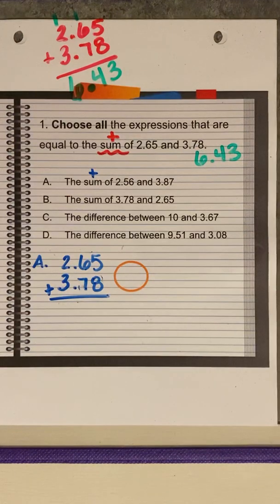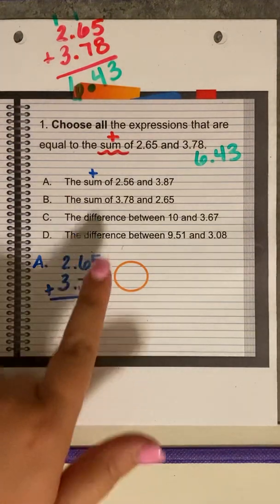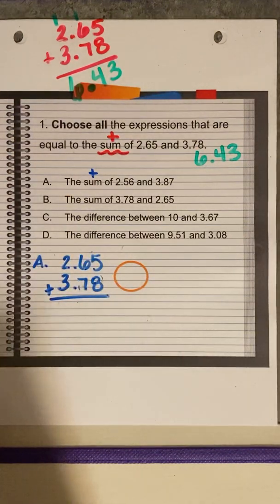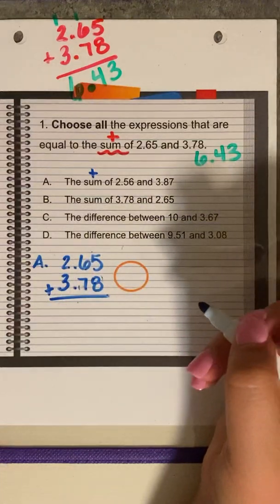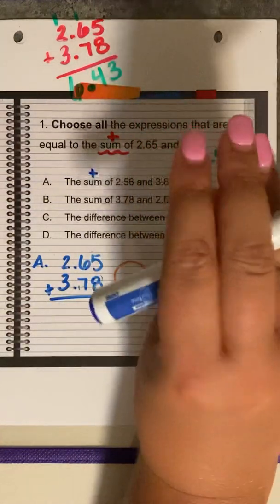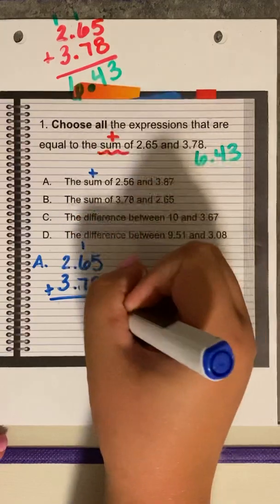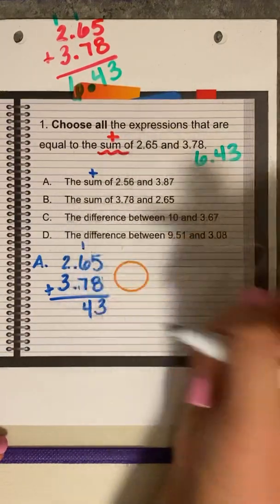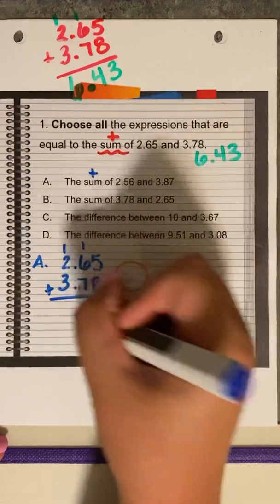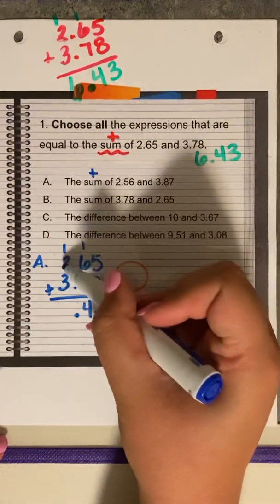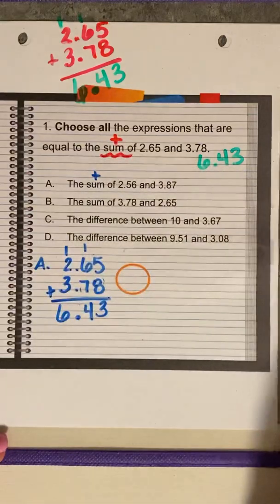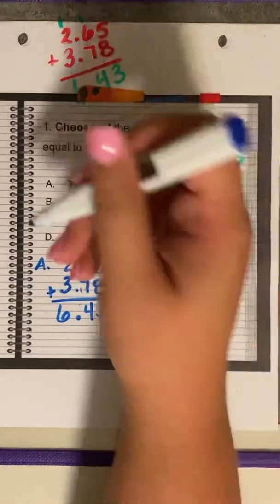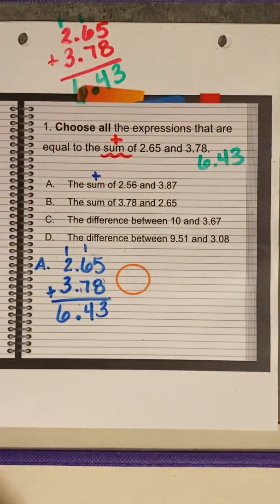Now, let's redo this. So 8 plus 5 is going to be 13. So we have 8, 9, 10, 11, 12, 13. Yes, we do. 7 plus 6 plus 1. That is going to be 14 again. Drop that decimal, I'm begging you. 3, 4, 5, and 6. So 6 and 43/100ths. That is the same. So A is going to be one of our answers.